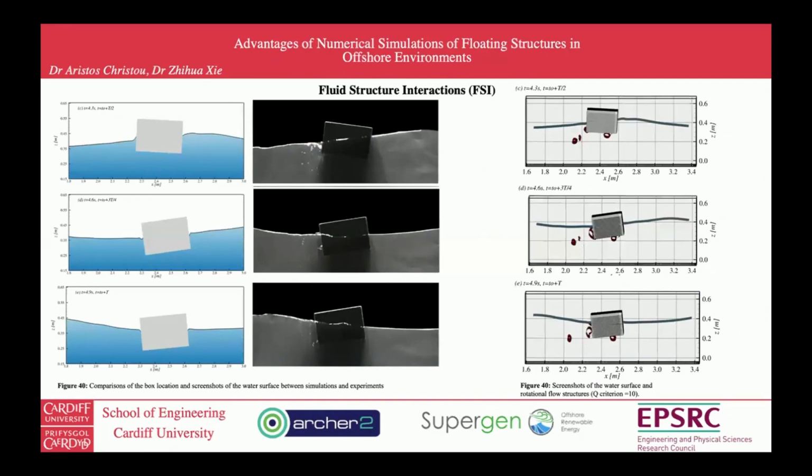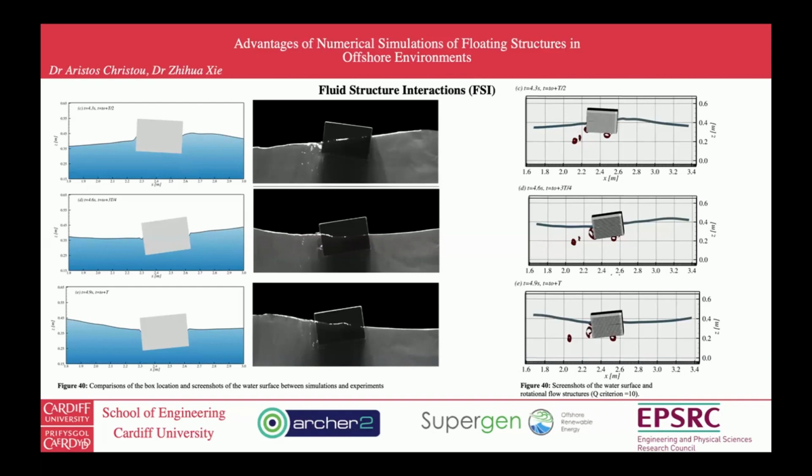And then in Figure 40, we did some comparisons between screenshots of images from the experiment, side by side with the simulation, the LES, and we can see both the water surface and the location, angle, and horizontal and vertical position of the box being quite similar to the experiments, which is quite interesting, being able to reproduce time-consuming or expensive experiments in a numerical simulation.